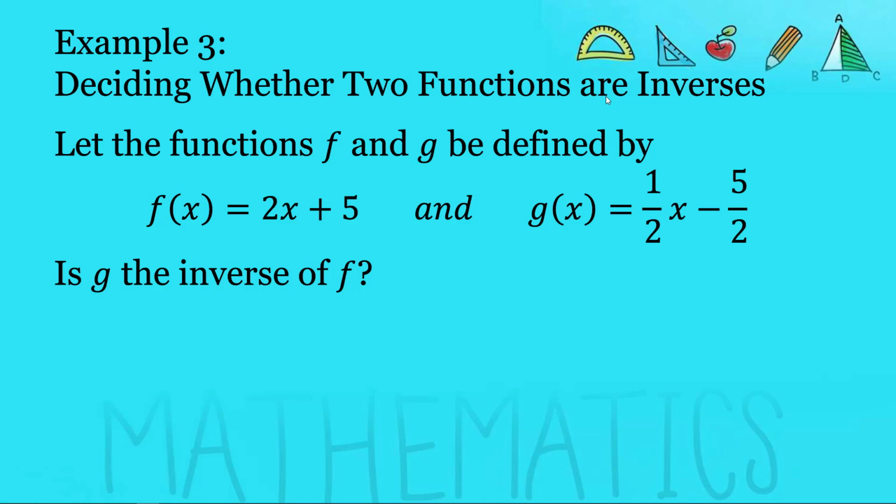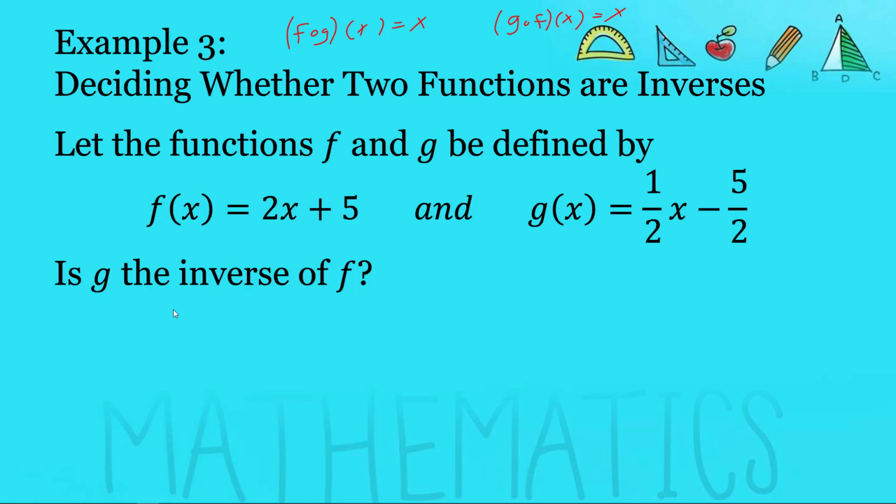And that brings us to this example, deciding whether two functions are inverses. Okay, so we're going to let f and g be defined by these two functions. Both of them are linear. And we want to determine whether or not g is the inverse of f. So how do we do that? Well, once again, we're just going to apply our definition. Basically, we're going to look at the composition of f and g as applied to x. And if it turns out that's equal to x, then we're halfway there. Then we're going to look at the composition of g and f applied to x. And if that's equal to x, then we're good to go.